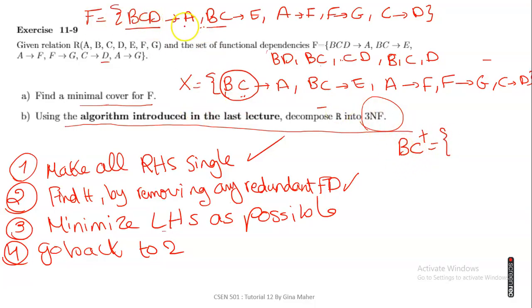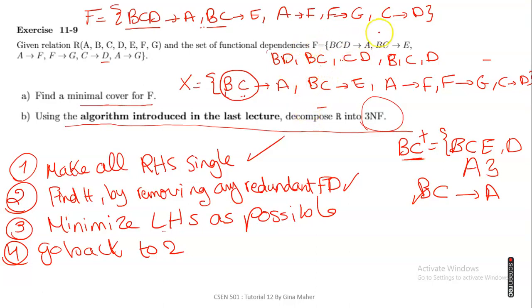Okay, now D is not there, so we cannot add the A. BC are there, so we are going to add E. A is not there, we are not going to add the F. F is not there. C is there, so we are going to add the D. Now, B, C, D are there, so we are going to add A. So actually, from this, we can deduce that BC implies A. So we can replace this with BC. So this replacement can be done. Let's check if the other replacements can be done.